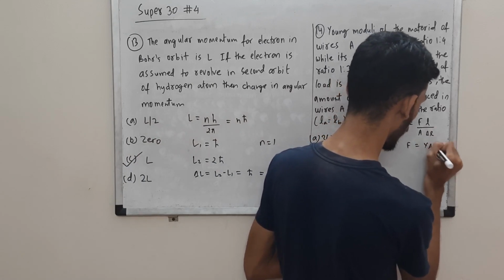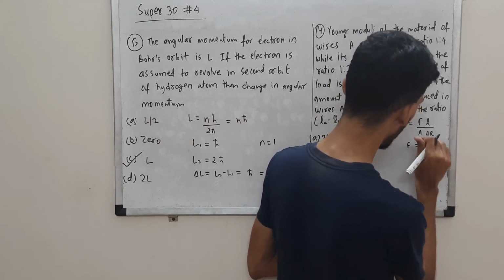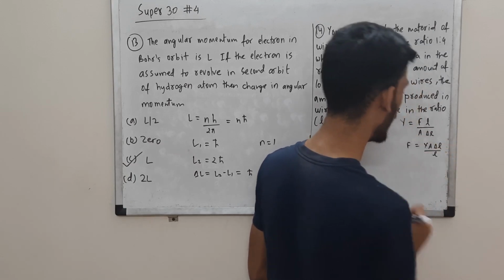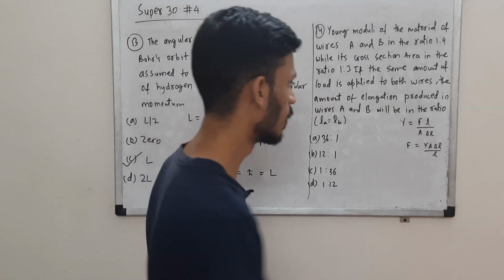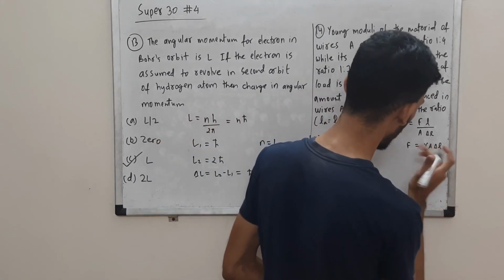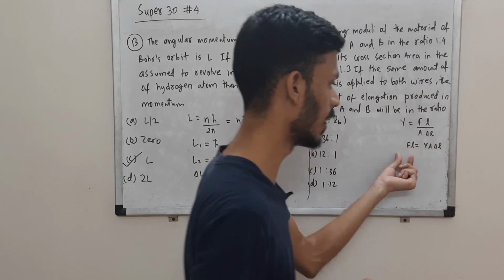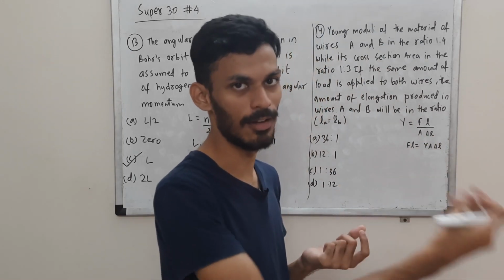So Y A delta L by Y A delta L by L. Okay, L is same, so we can equate the quantities in the numerator, or I can write this L on the other side. F and L are same for both the wires. So F A L A is equal to F B L B.